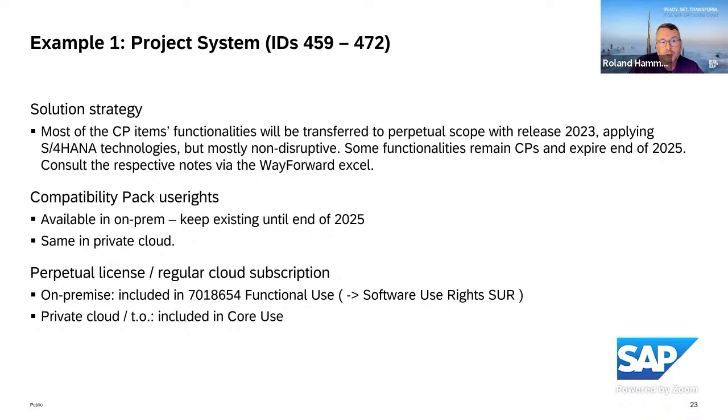There's a solution strategy that most of those compatible scope items' functionalities will be transferred to a perpetual scope with release 2023. Again, remember, this is our go-to release, but some functions remain as compatible scope and they will expire. So here it's very important that you look in the way forward Excel to see, for the particular compatible scope items, their nature: which of the functionality has been moved into perpetual scope, which you can continue to use, and which has not, and what the options are for alternate solutions.